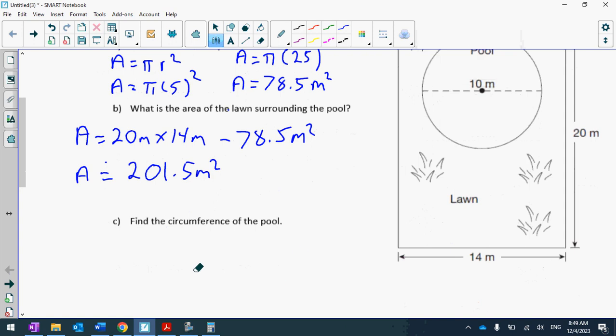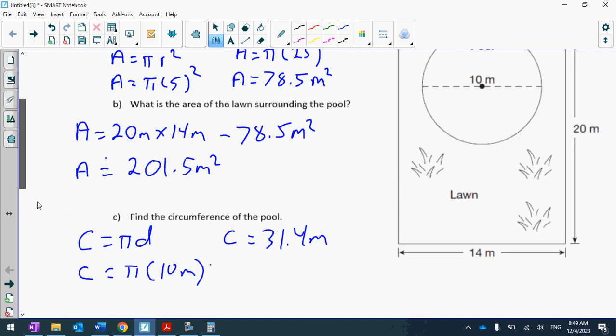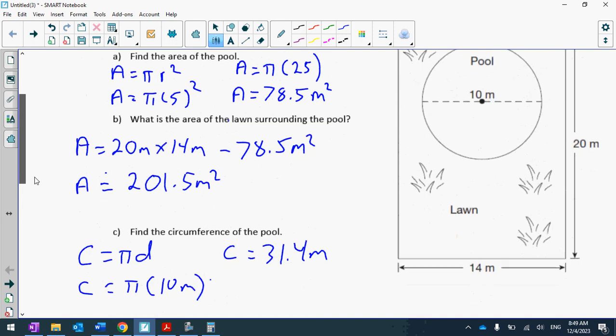In the next part, we're looking for the circumference of the pool, so the distance around the outside of the pool, which is just pi times the diameter, and in this case will be pi times 10 meters, which is about 31.4 meters, 3.14 times 10. Okay, and that finishes that question.